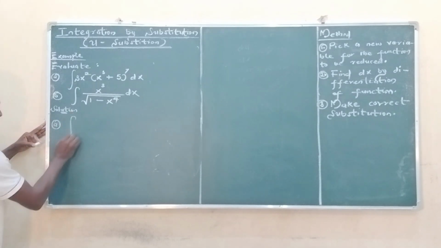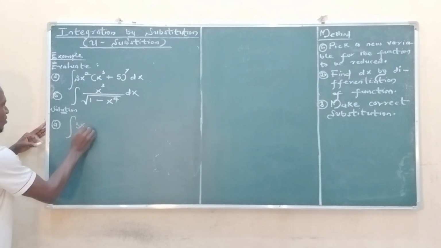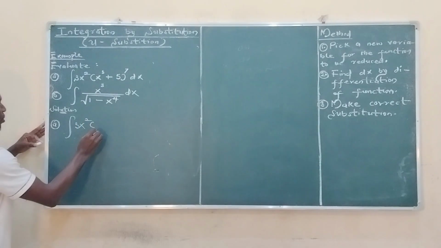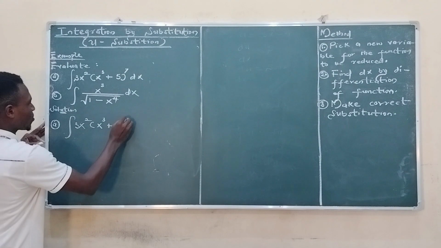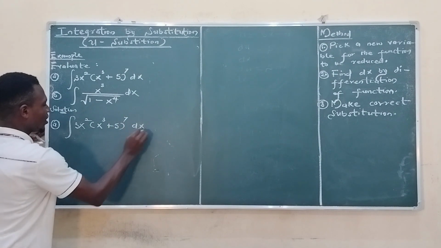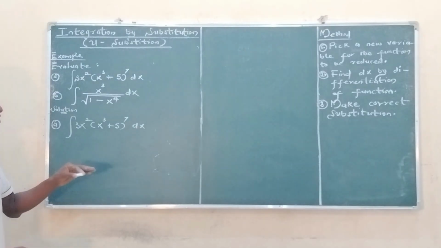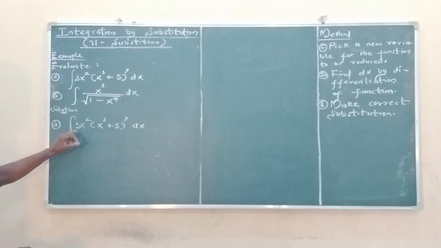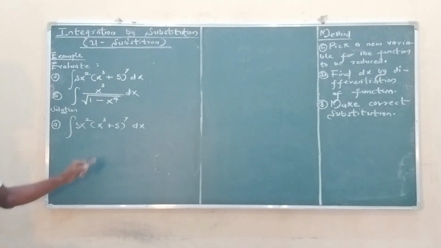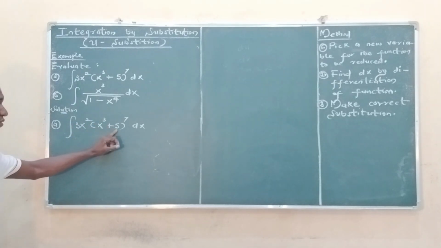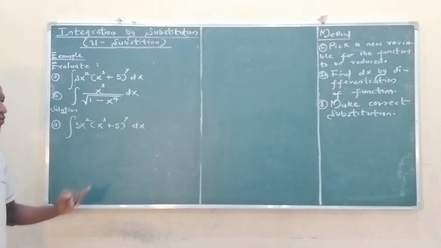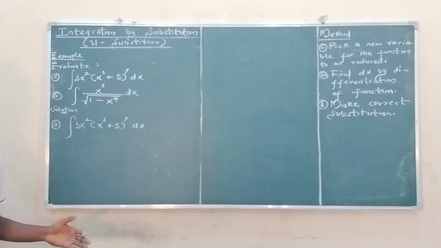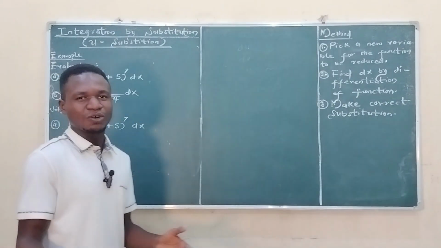evaluate the integral of 3x raised to the power of 2, open bracket, x raised to the power of 3 plus 5, close bracket, raised to the power of 7, dx. Now, when you look at this function, this is 3x squared multiplying x raised to the power of 3 plus 5, all raised to the power of 7. This is a function, and this is also another function. So the question is, what is the complex function here?